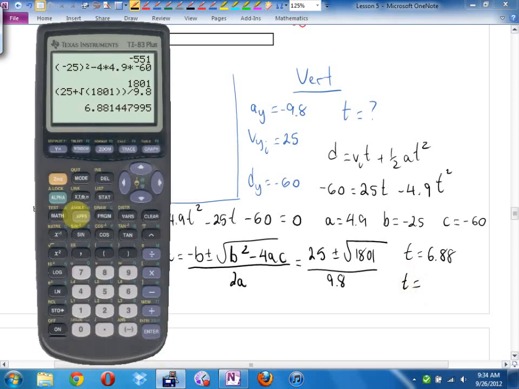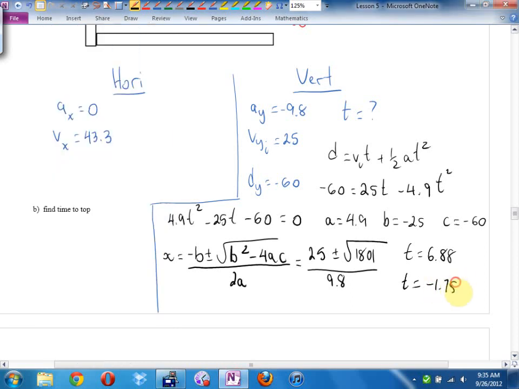Another time I get, this is probably going to be the negative one that I ignore, but I'll do it just for consistency. Negative 1.78. Can I have a negative time? Not unless you're Einstein. So the first thing they wanted me to do was find time of flight.